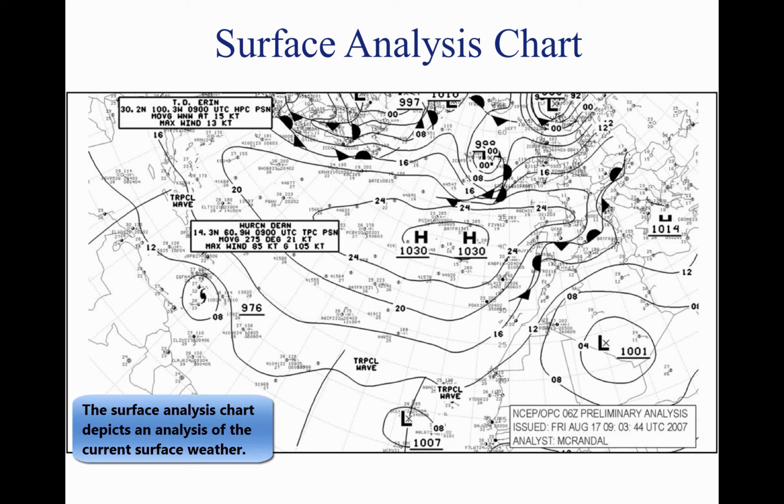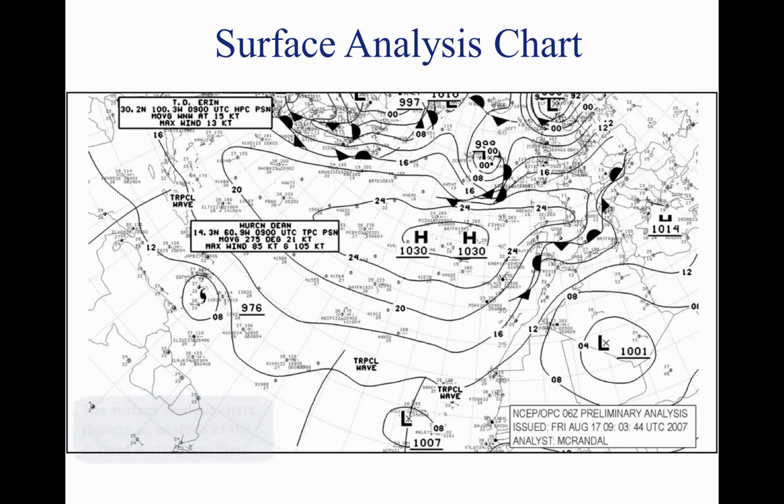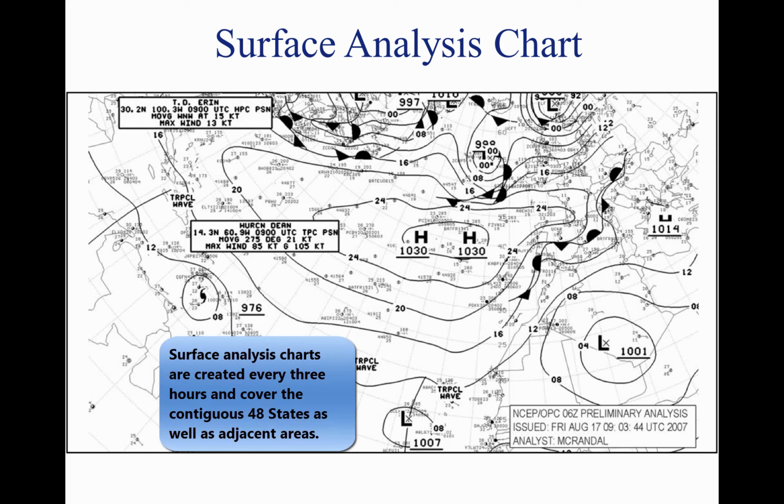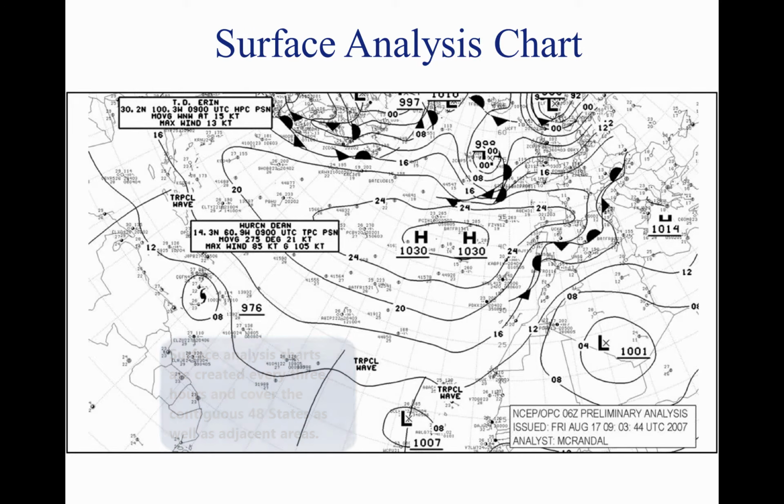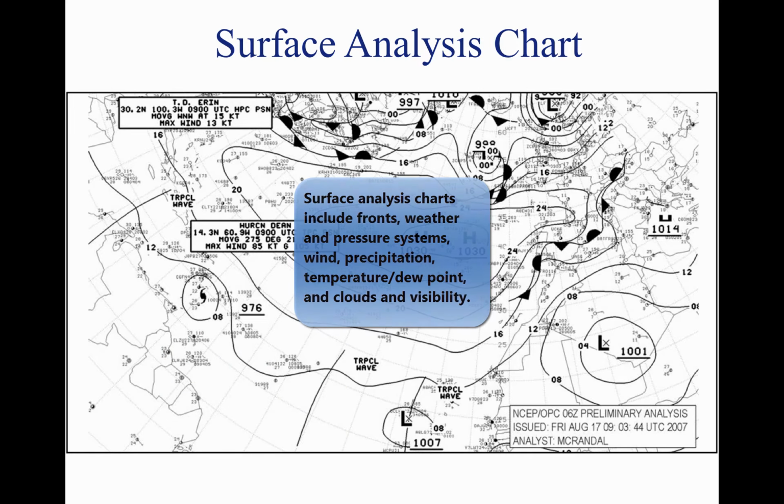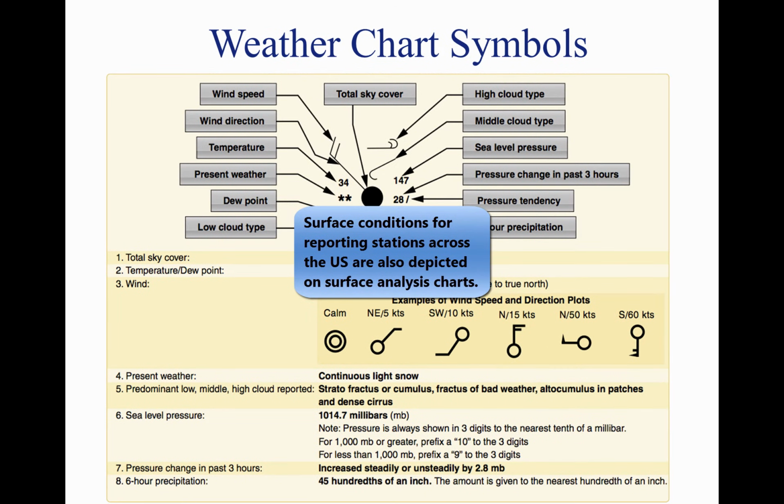The surface analysis chart, shown above, depicts an analysis of the current surface weather. This chart is a computer-prepared report that is transmitted every 3 hours and covers the contiguous 48 states and adjacent areas. A surface analysis chart shows the areas of high and low pressure, fronts, temperatures, dew points, wind directions and speeds, local weather, and visual obstructions. Surface weather observations for reporting points across the United States are also depicted on this chart.